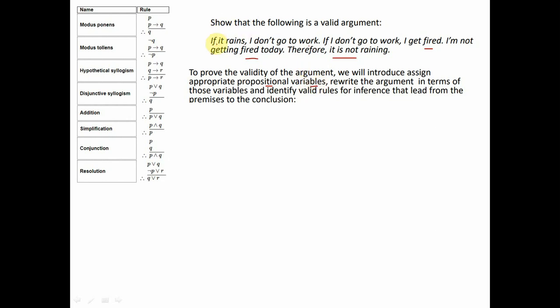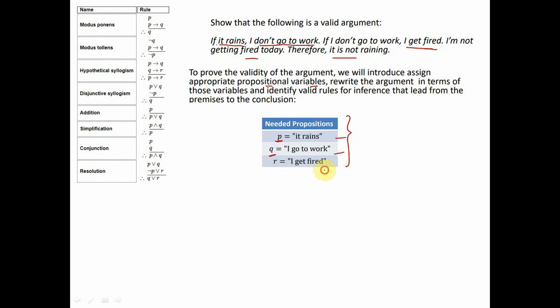We will begin by introducing appropriate propositional variables. Now you can see, it rains is a proposition. I go to work is another proposition. I get fired is another proposition. So first we have to identify the propositions, and there are 3 propositions that we can identify over here. Number 1, it rains. Let's identify it by P. I go to work. Let's identify it by Q. And I get fired. Let's identify it by R.